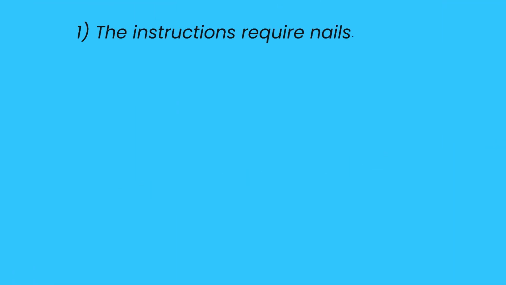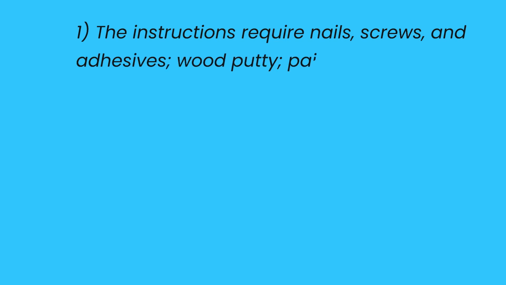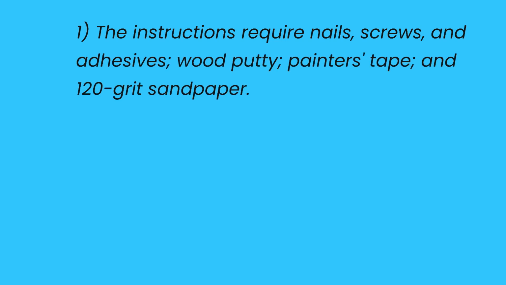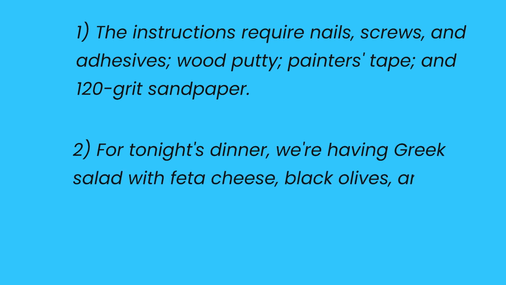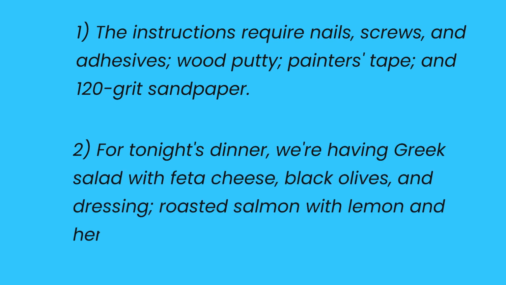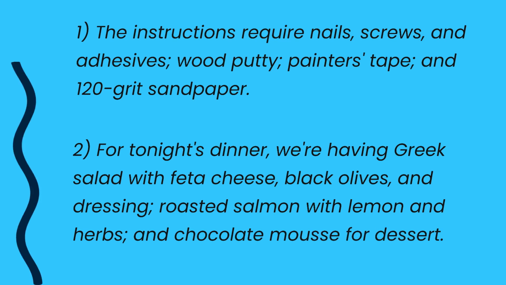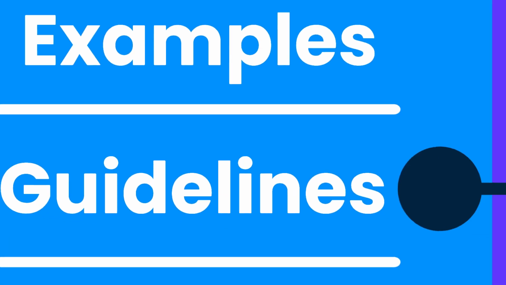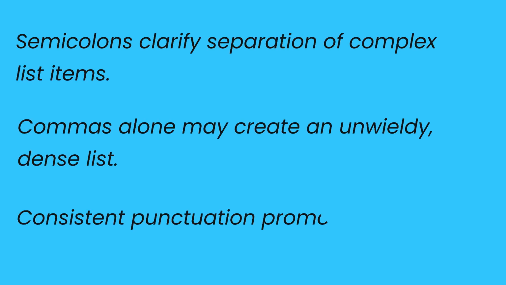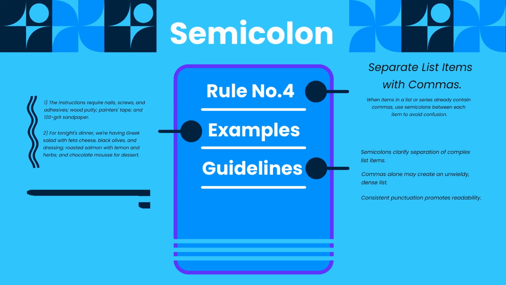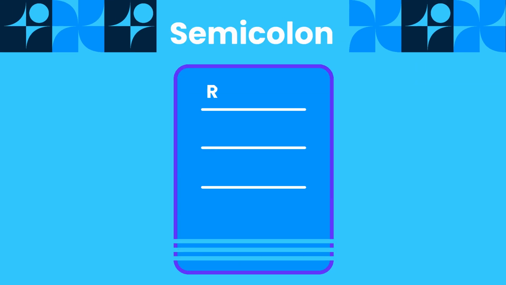Examples. The instructions require nails, screws and adhesives; wood putty; painter's tape; and 120 grit sandpaper. For tonight's dinner, we're having Greek salad with feta cheese, black olives and dressing; roasted salmon with lemon and herbs; and chocolate mousse for dessert. Guidelines. Semicolons clarify separation of complex list items. Commas alone may create an unwieldy, dense list. Consistent punctuation promotes readability.